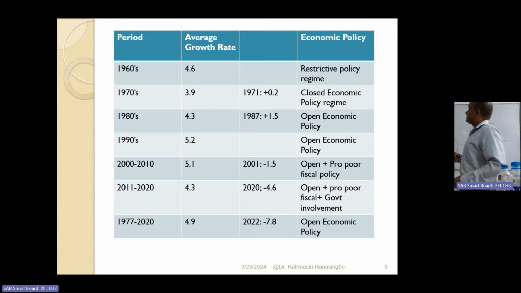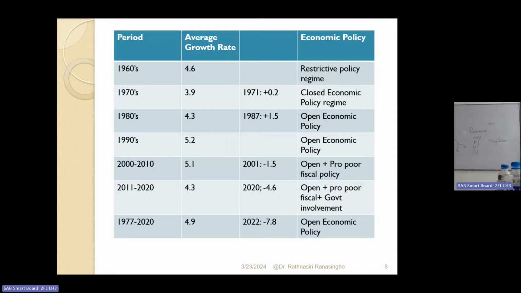Now, this is another one. Average growth rate: you can see 1960s, 4.6. 70s is 3.9, but 80s is 4.3. 90s is somewhat good, 5.3. Therefore, again, it decreased. Overall, from 1972 to 2007, we had an average growth rate of 4.9, about 5%. So this growth rate is not sufficient.